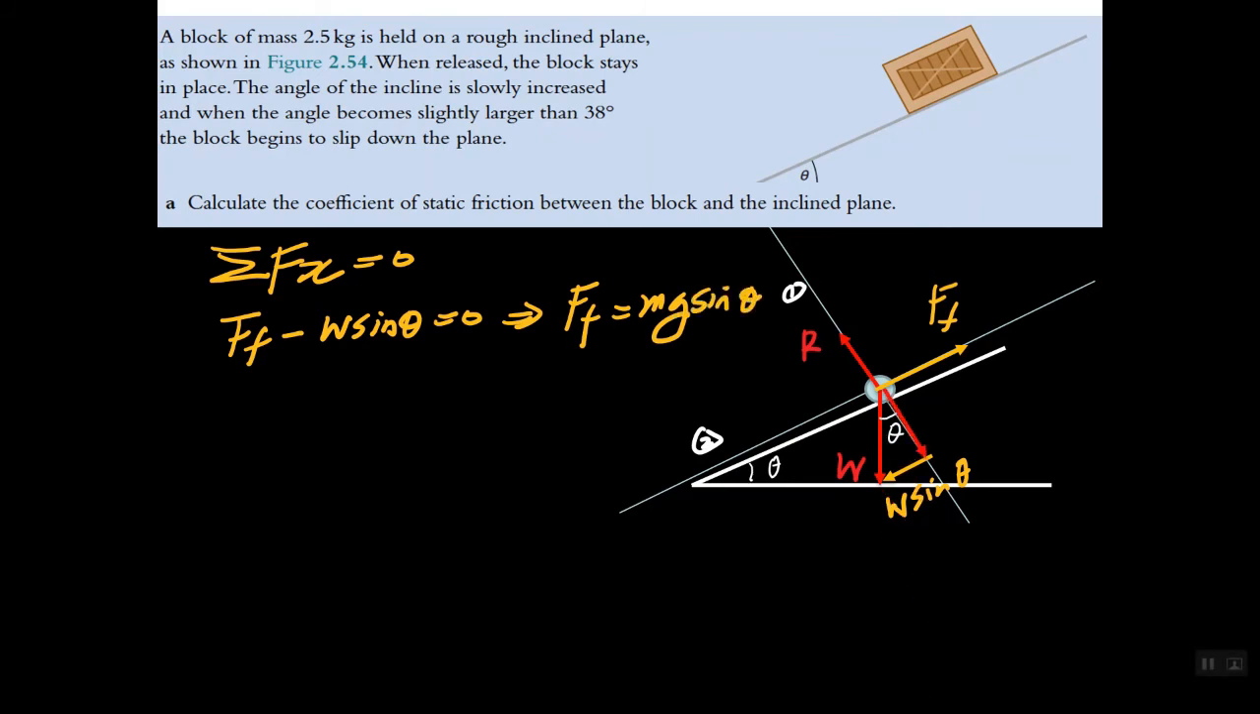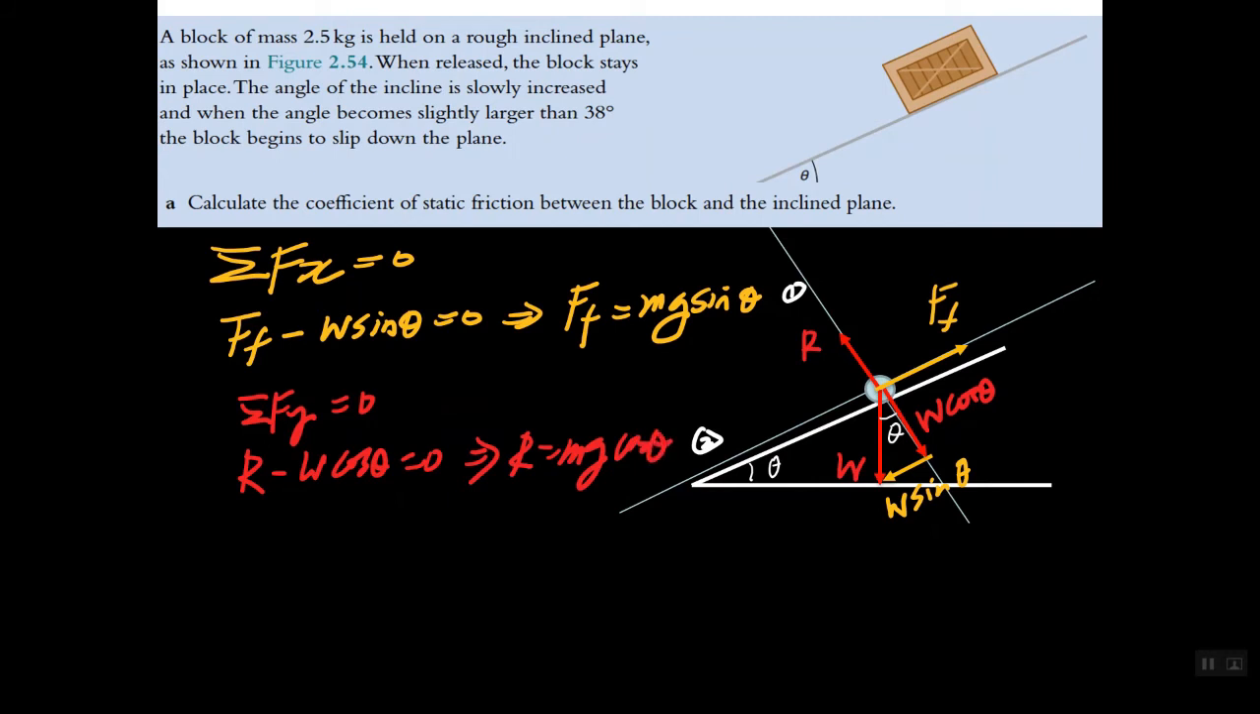As the object is in translational equilibrium, resultant force in Y component also equals 0. And the Y component of the weight equals W cosine theta. So as the object is about to slide and is in translational equilibrium, resultant force in Y component equals 0. That is R minus W cosine theta equals 0. That is R equals mg cosine theta.